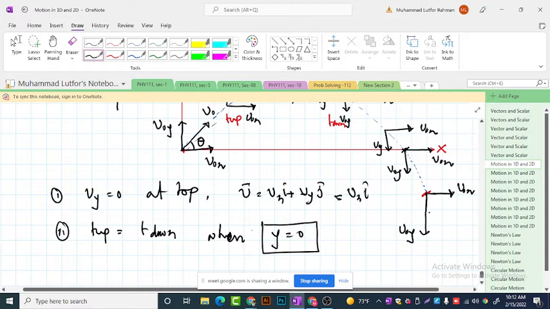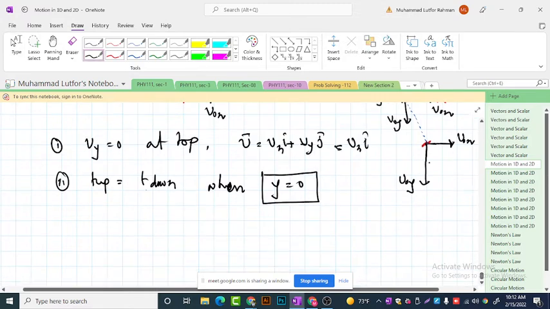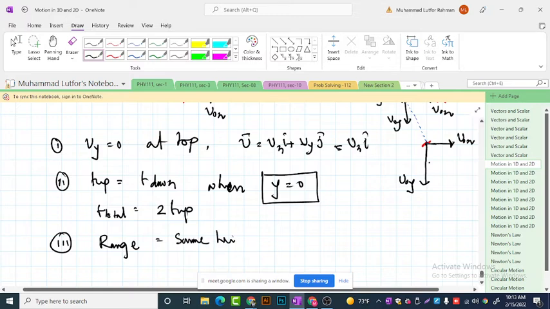Then we can say this one. Then what will be the total time of flight? Or I can write it as T total. You say that the time of flight would be 2T up. Third one, the range. You define it as the same height, or you can say when again y equals 0, vertical displacement is 0.